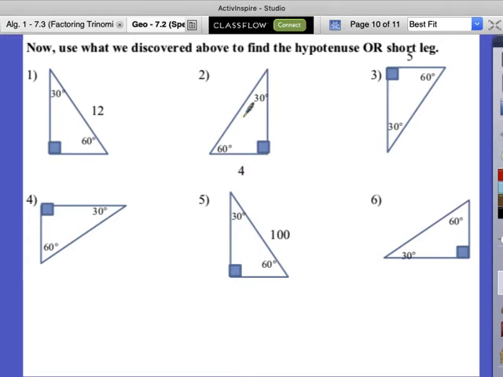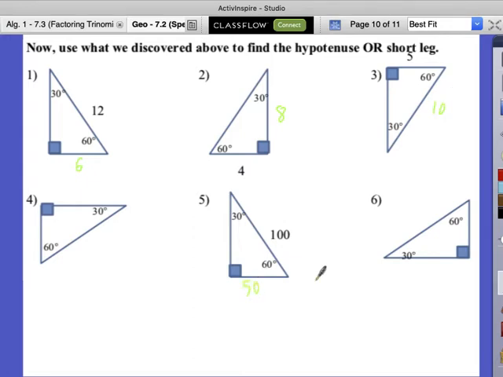After you find those lengths, we'll sit back down for a moment. What was the short leg on number 1? 6. What was the hypotenuse on number 2? 8. What was the hypotenuse on number 3? Okay, so what are we given, short leg or hypotenuse? How do we go from short leg to hypotenuse? On number 5, the hypotenuse is 100. What's our short leg? 50. Very good.